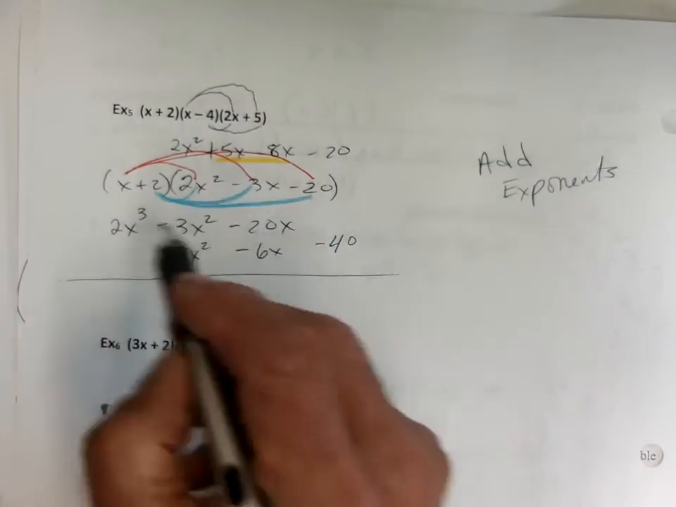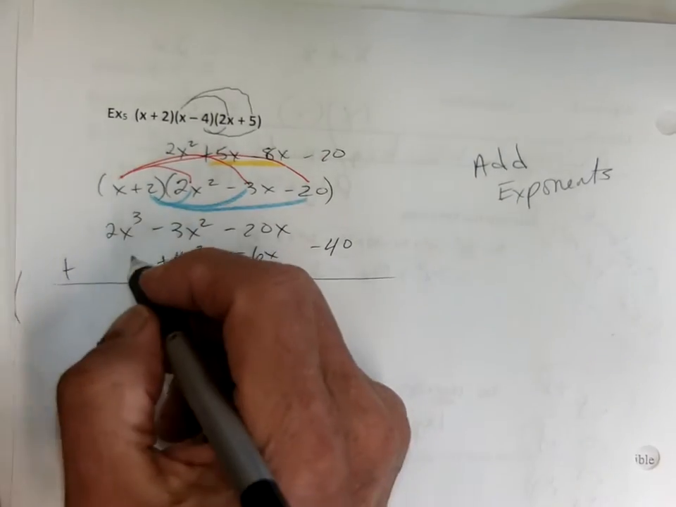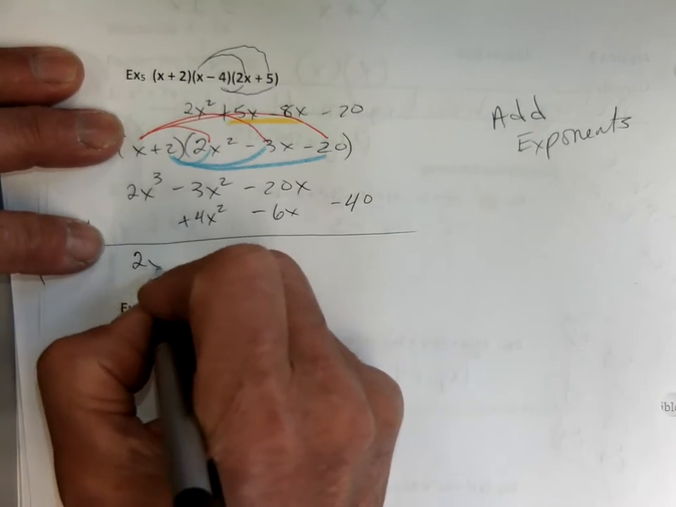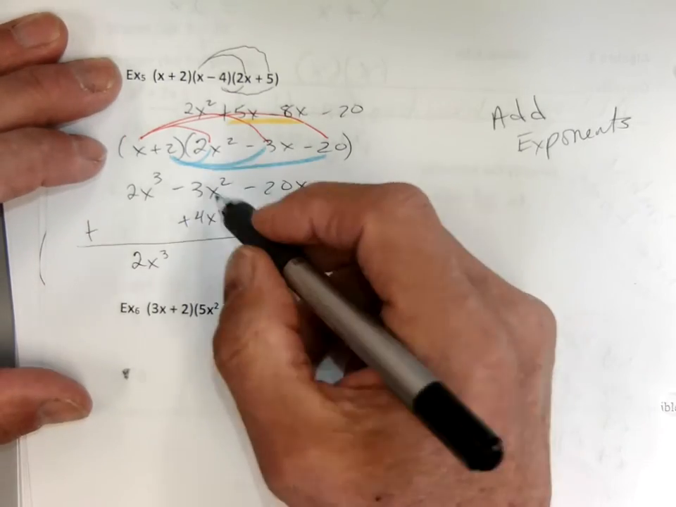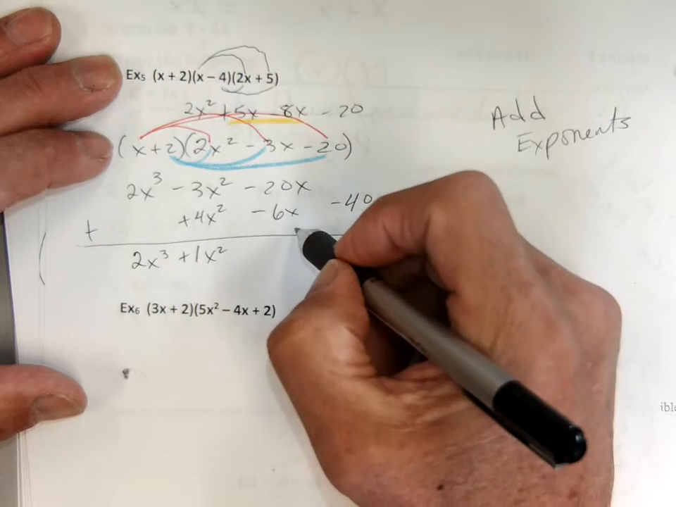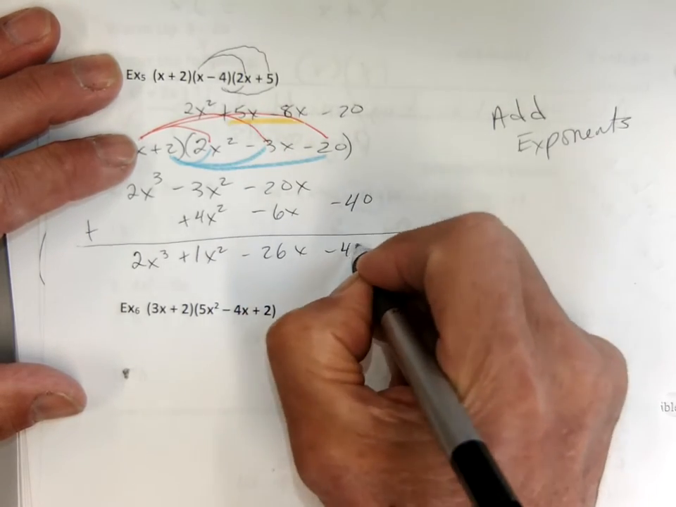Because now I'm going to add, and I like them lined up because I got stuff that goes together. That's the only x cubed, isn't it? So bring it down for the answer. It's the only x cubed. Negative 3x squared, positive 1x, positive 4x squared is a positive 1x squared. Negative 20, negative 6 makes a negative 26x minus 40.